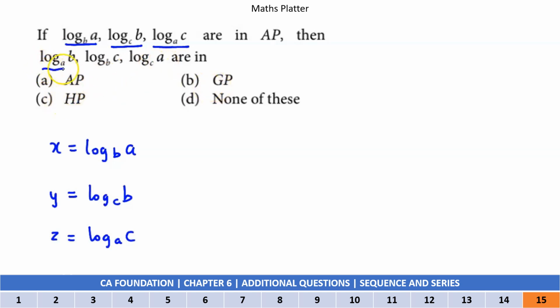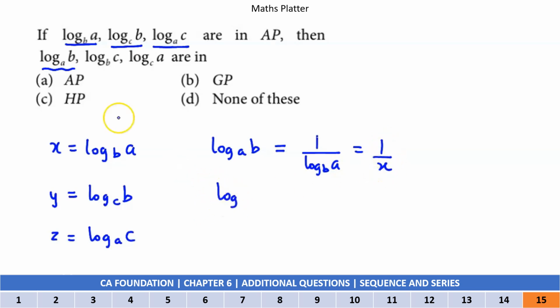Let us take the first term here, that is log of b to the base a. Now we know that log b to the base a, we can write as 1 upon log a to the base b, which is actually equal to 1 upon x. Look, log a to the base b is x, so 1 upon log a to the base b is equal to 1 by x.